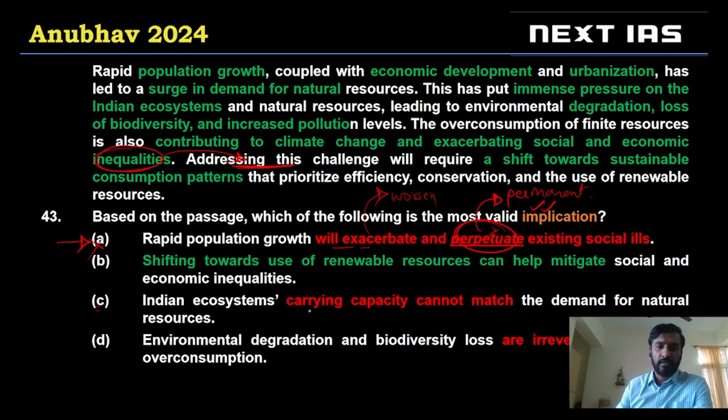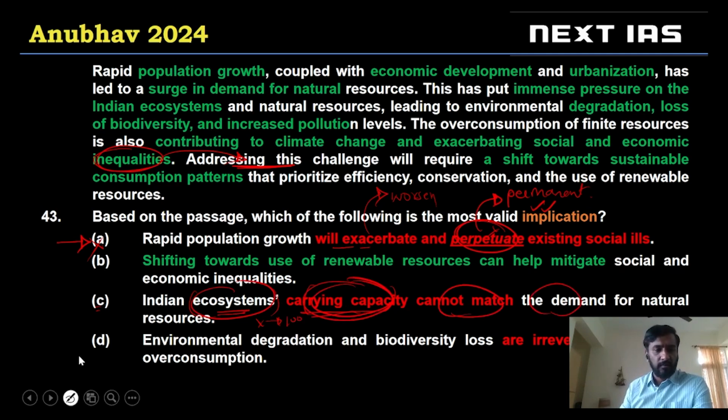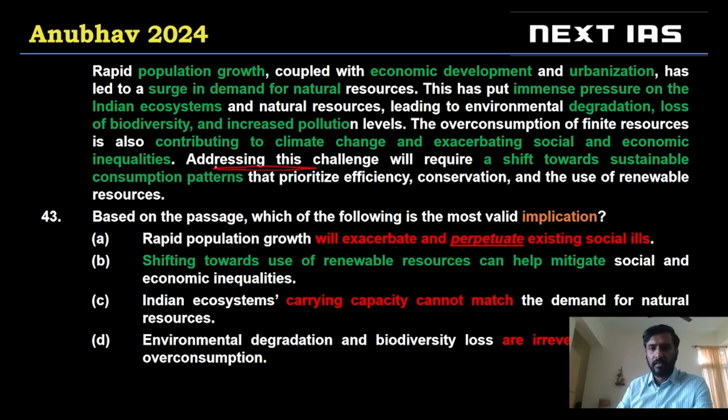Option C says Indian ecosystems carrying capacity. Carrying capacity is not exactly discussed. Carrying capacity you may know from paper one, which means that an ecosystem has a certain number of organisms which can live off of it. So let's say one ecosystem X has 100 organisms which can survive off it. So that is the carrying capacity. Indian ecosystems carrying capacity cannot match demand. This we can't say because the author is again saying we can address this challenge using sustainable consumption patterns. So we can't say carrying capacity is not there, right? So C is incorrect.